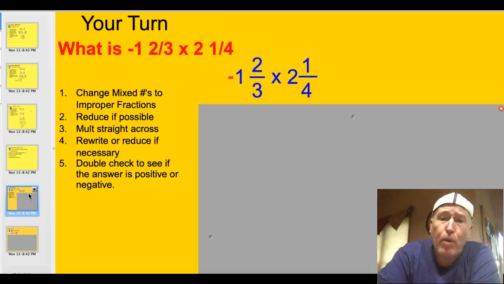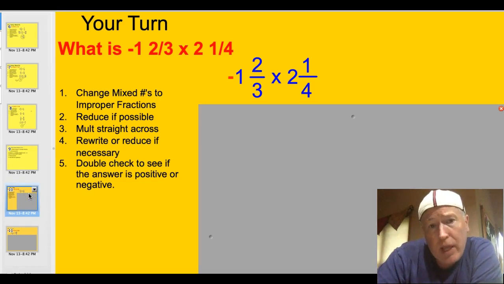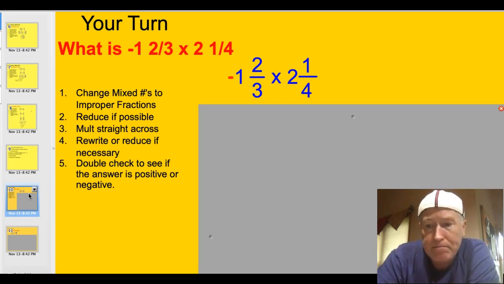All right, a couple of pause problems here. Go ahead and pause the video and try working on this problem right here. We have negative 1 2/3 times 2 1/4. Go ahead and pause it.